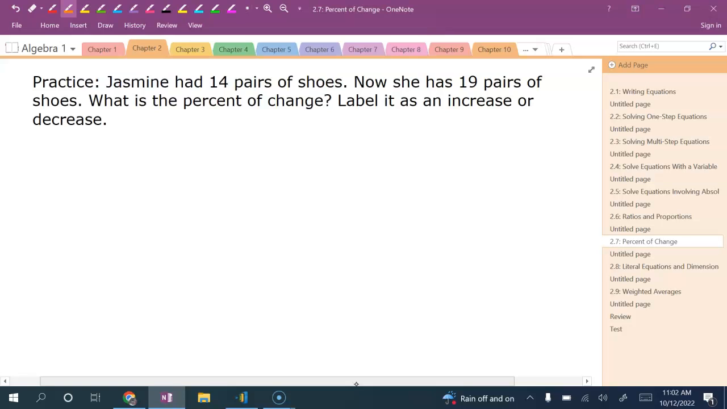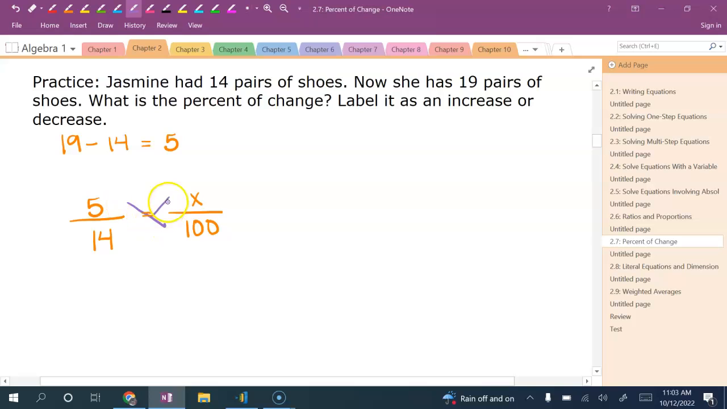The first thing I would do is find my amount of change. To do that, we start by taking her newest amount, which is 19, and subtract her old amount of shoes, which is 14. That gives us a change of 5. To set up our proportion, we put that amount of change, 5, over her original number of pairs of shoes, which was 14, and we set this equal to x over 100.